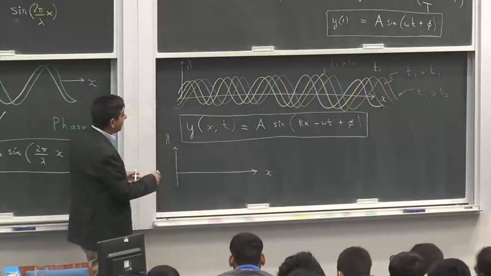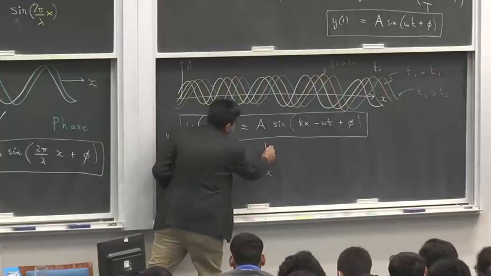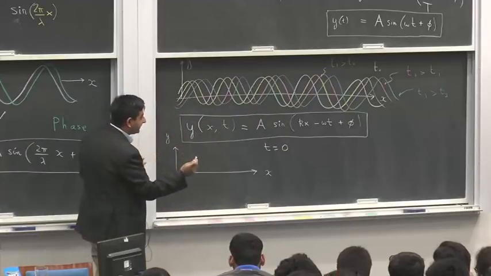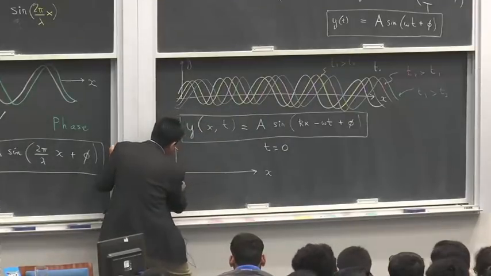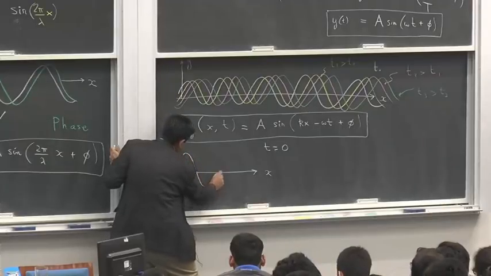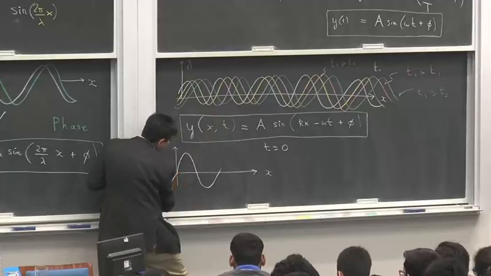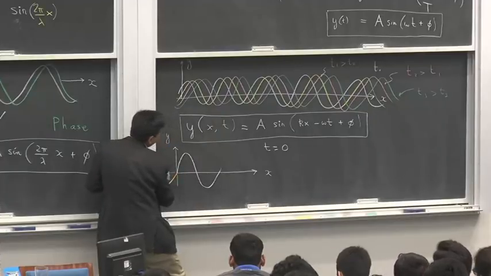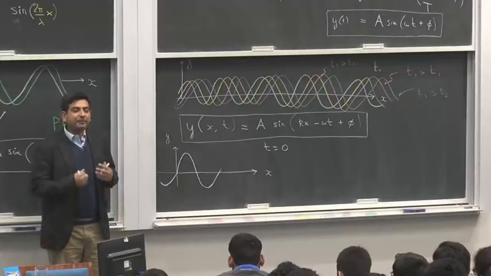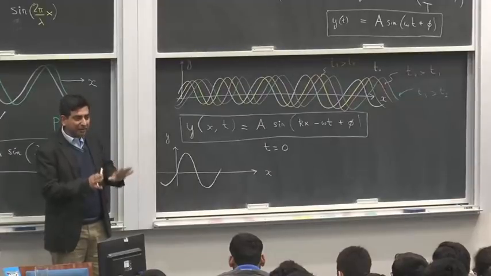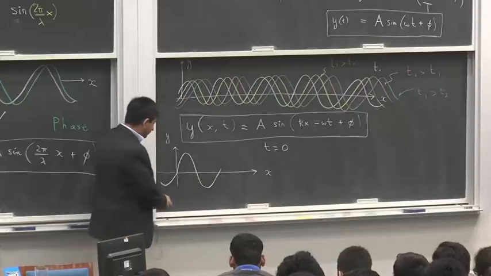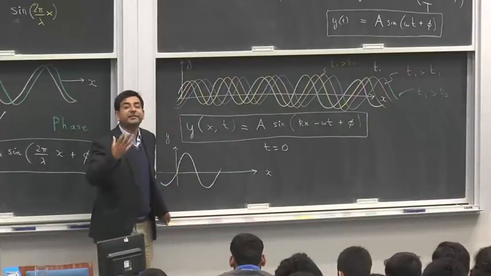Now let me draw the wave at time t equals 0. Okay. Suppose the wave is such that it looks like this. Suppose this is the wave at time t equals 0. Now what I am claiming is that the disturbance or the wave is propagating to the right. That's what I am claiming. So now I would like to draw the wave at some later time.